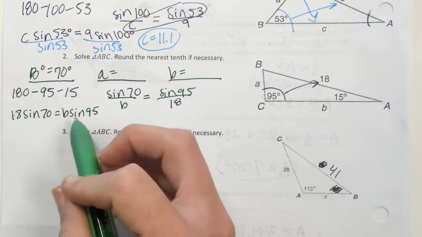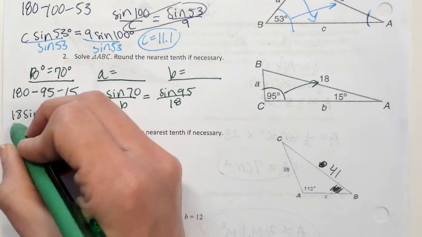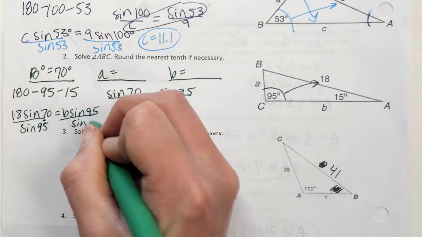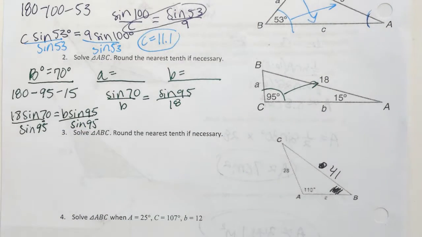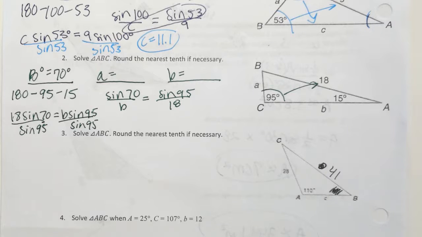Alright, now to solve for B, all we have to do is divide each side by what? Sine 95. Very good. Go ahead and do that in your calculator on your own so I can make sure we get the same thing. And say what you got out loud.